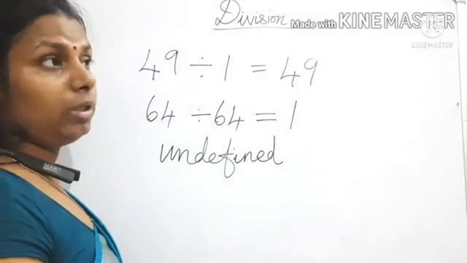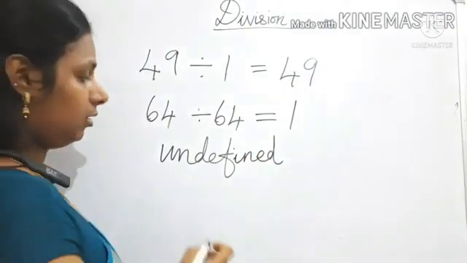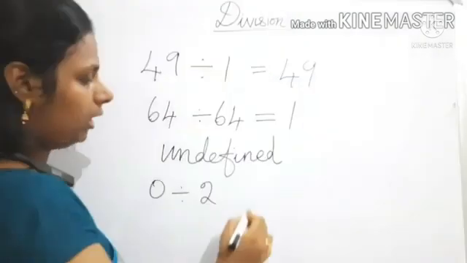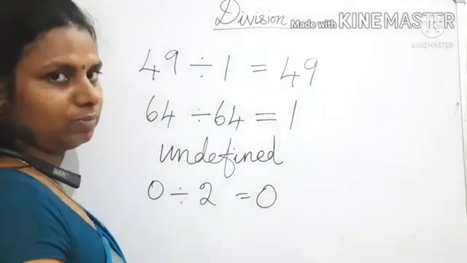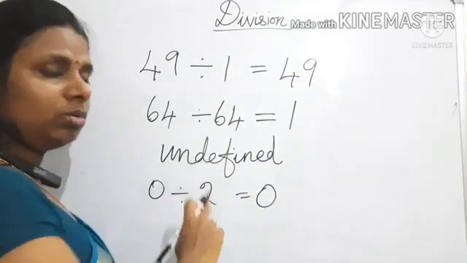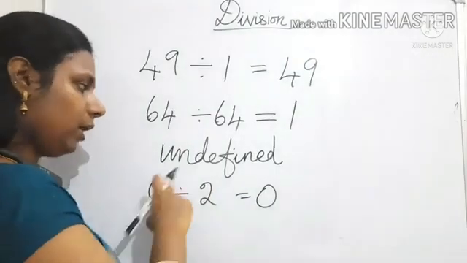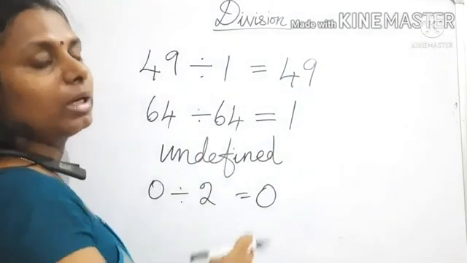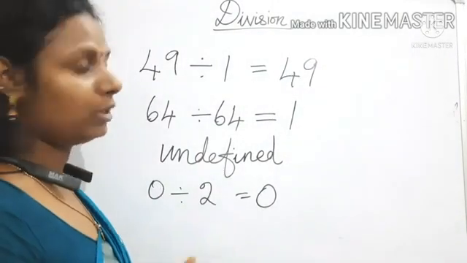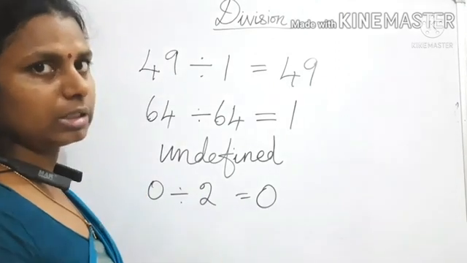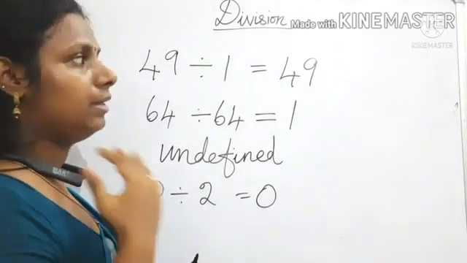Okay. Now if you are taking 0 and dividing by any number, you get the answer 0. Dividing by 0 is undefined. But if you take 0 and divide by any number, you get the answer 0. Okay, these are the properties of division.